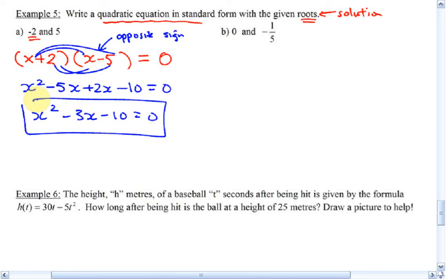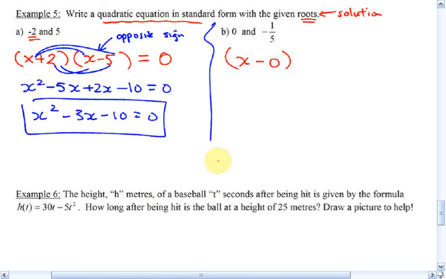Part B is even more beautiful because it's more complex. Let's take a look at the next one here. If the answer is 0, what's the bracket going to be? x minus 0.